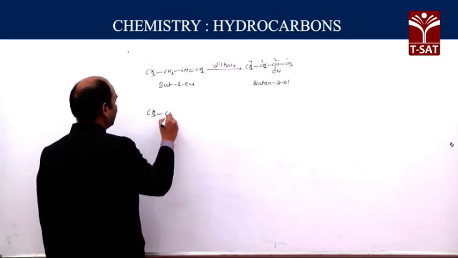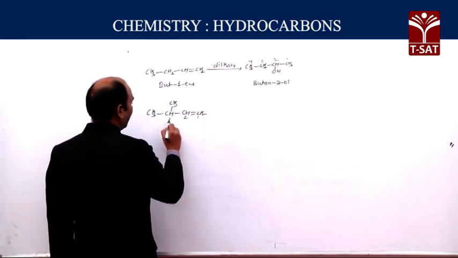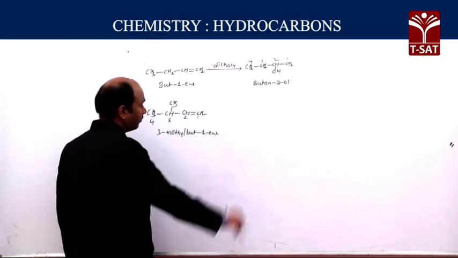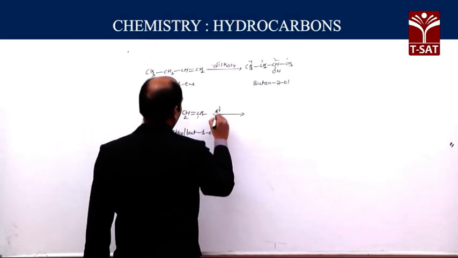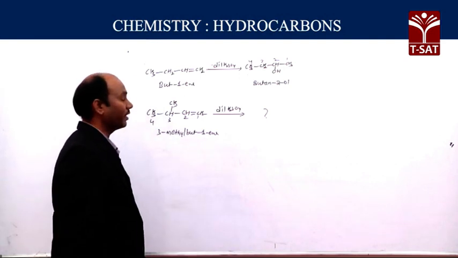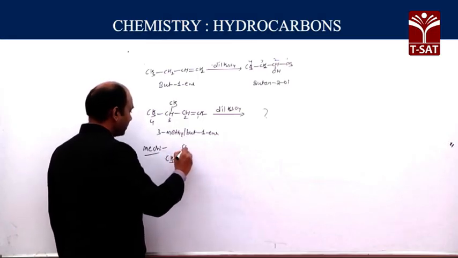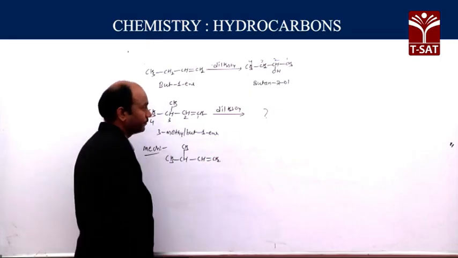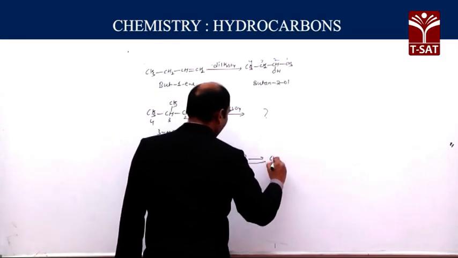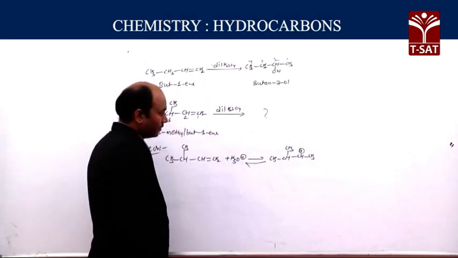Suppose we take one more example, CH3, CCH3, CH double bond CH2. This is 1, 2, 3, 4, 3-methylbut-1-ene. It is treated with dilute H2SO4. What happens? The product we will write after the completion of the mechanism. So again let us discuss the mechanism. This is CH3, CH3, CH double bond CH2. Addition of H3O plus. What happens here? This is CH3, CH3, CH plus, CH3. This is a secondary carbocation.